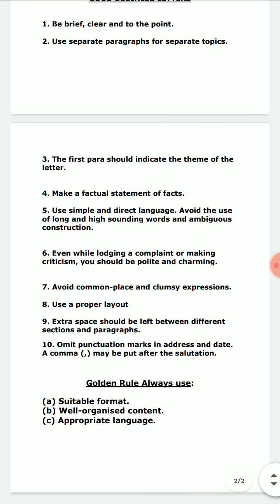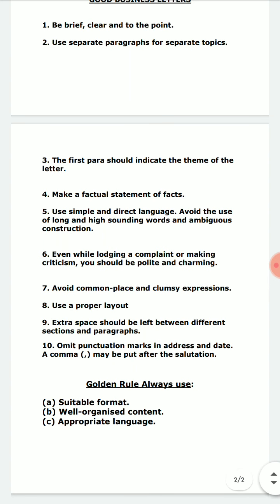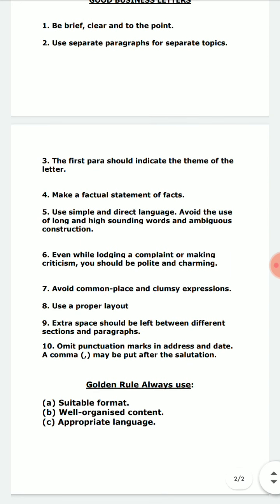Next one, use simple and direct language. The language should be simple, it should be direct. Avoid the use of long and high sounding words and ambiguous construction. No need of ambiguous sentences. No need of bombastic or long sentences. The business matter should be discussed in very simple and direct language.